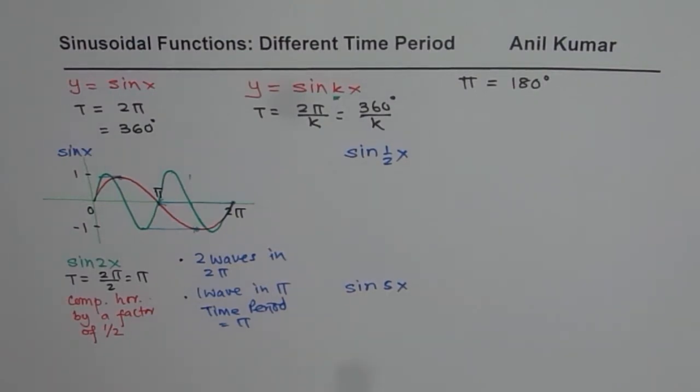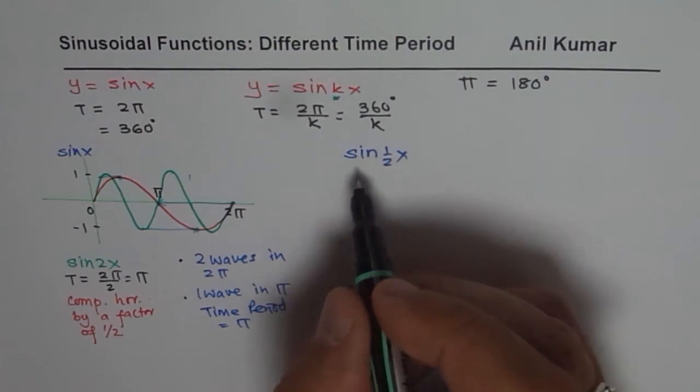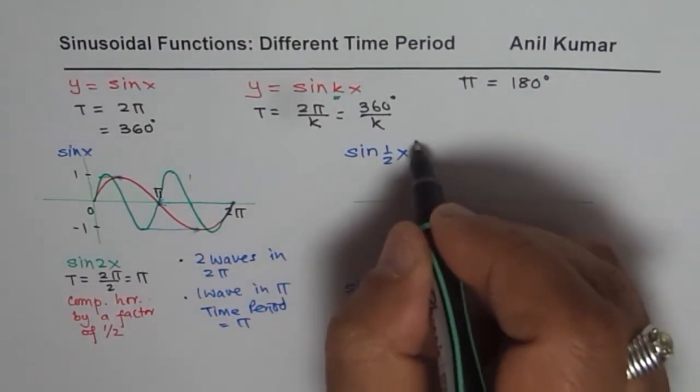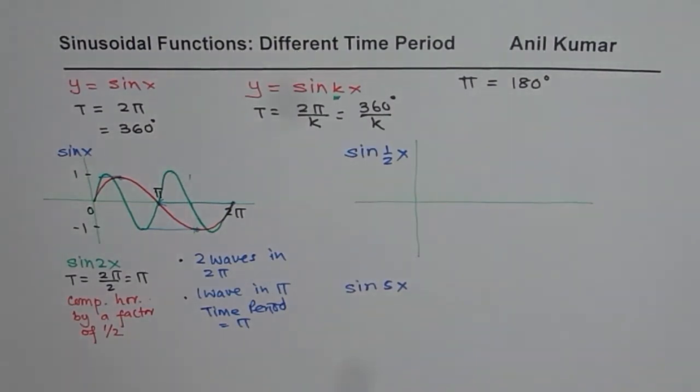Okay, and in one 360 degrees, for example, how many waves will be there? Let these be the two questions to be answered. So sine of half x means what? So let's try to sketch this one. We'll sketch just one wave, right?